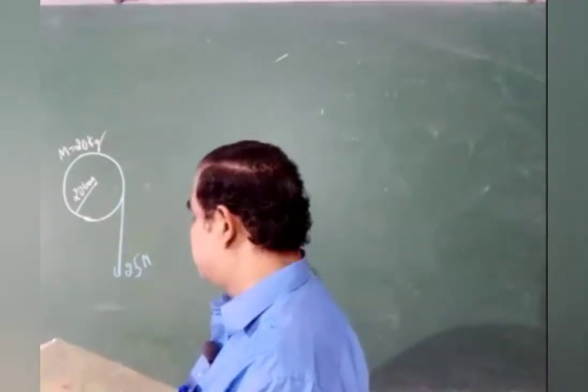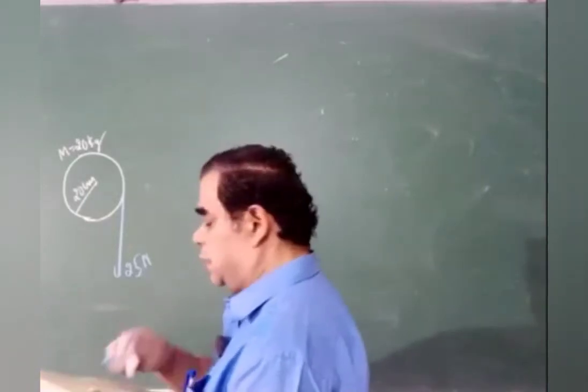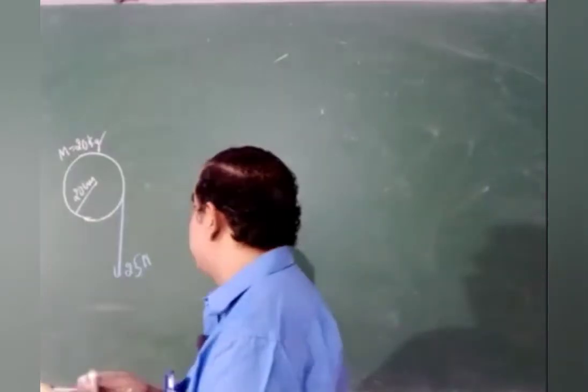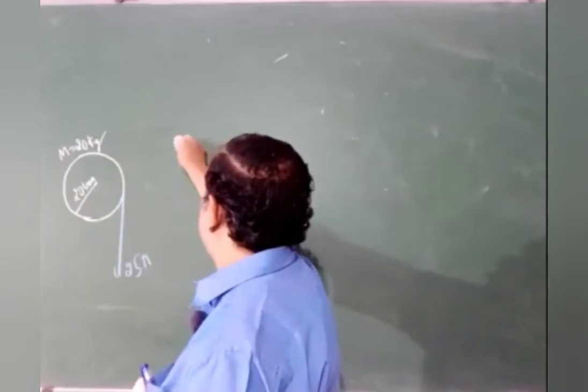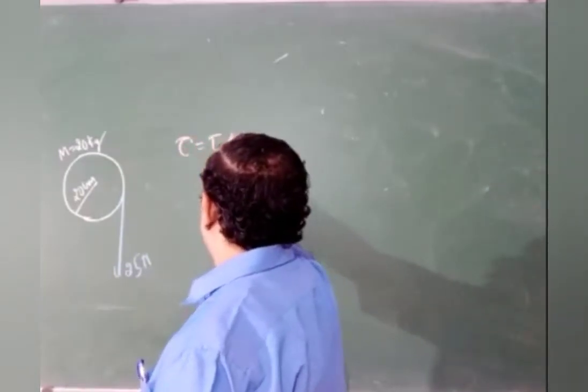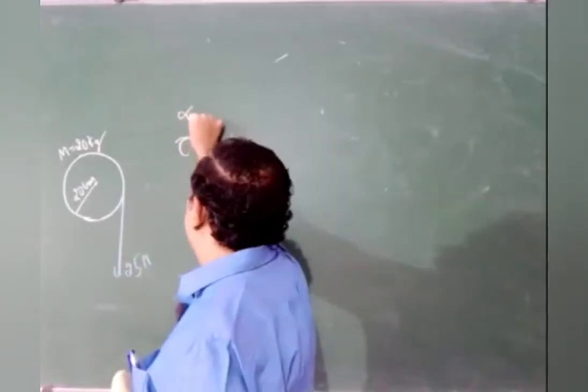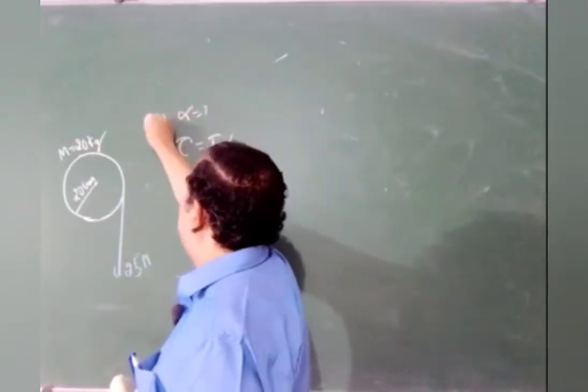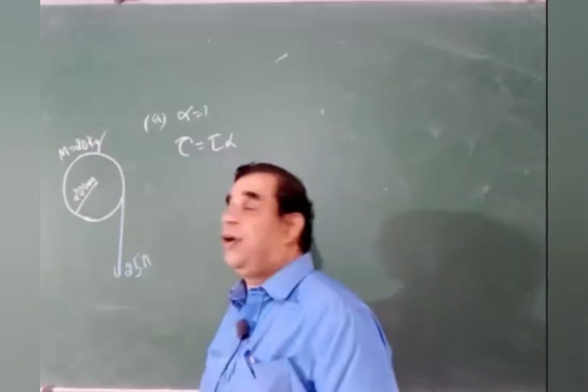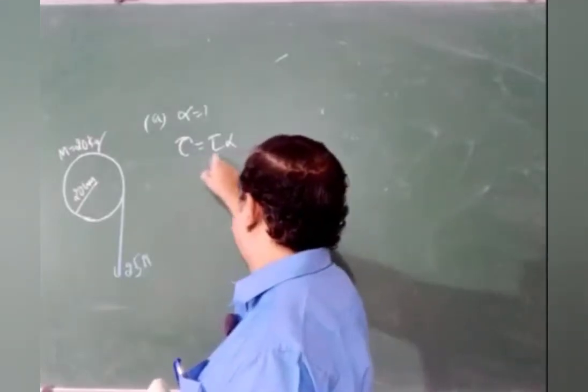Angular acceleration of the wheel means, observe carefully, tau equals I alpha. Alpha is the angular acceleration. What we require is alpha in part A or part 1. Alpha is required. We know tau equals I alpha.